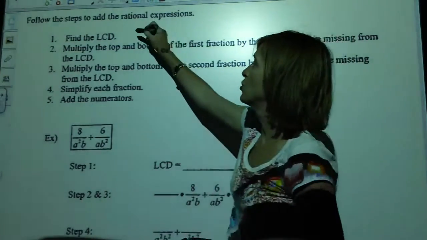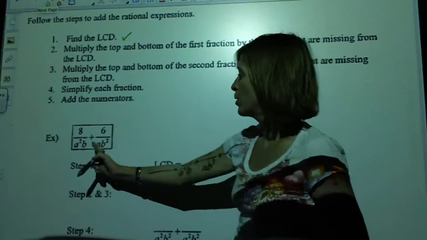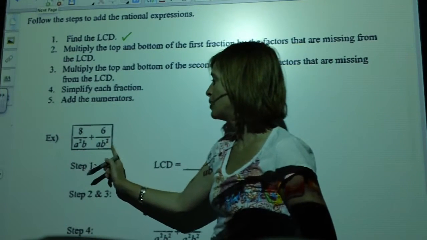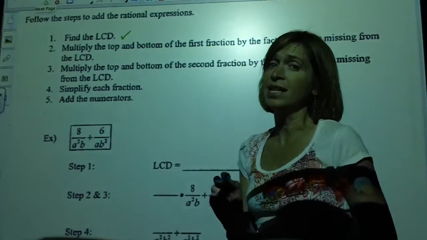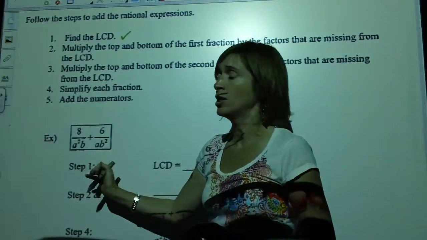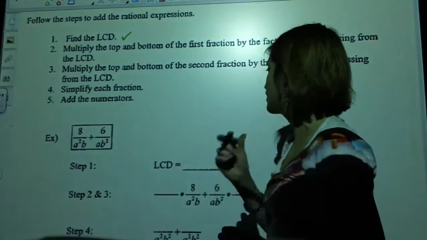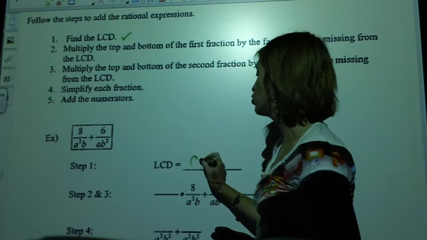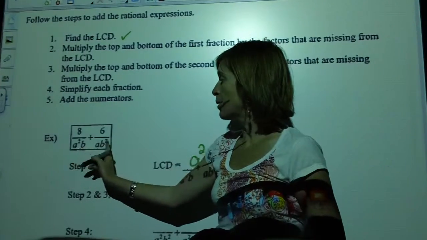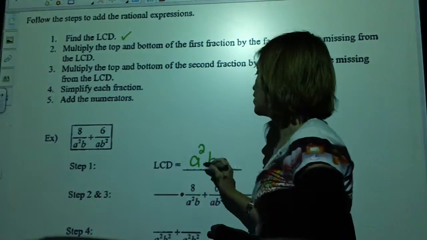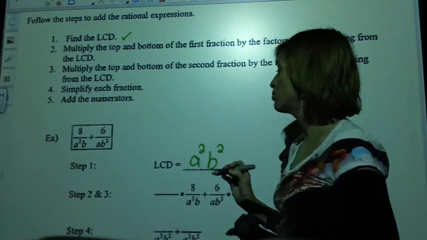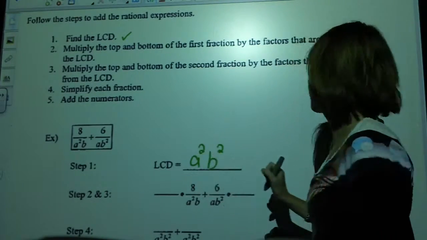All right, so let's look at our first example. The first thing we're going to do is find the LCD. So I look at it and I've got 8 over a squared b and 6 over ab squared. Remember, our LCD is every factor the most times it occurs in each expression. So for example, in our expressions, for a, the most times it occurs is a squared in either of the 2 denominators. For the factor of b, the most times it occurs in either of the denominators is b squared. So a squared b squared would be my LCD.